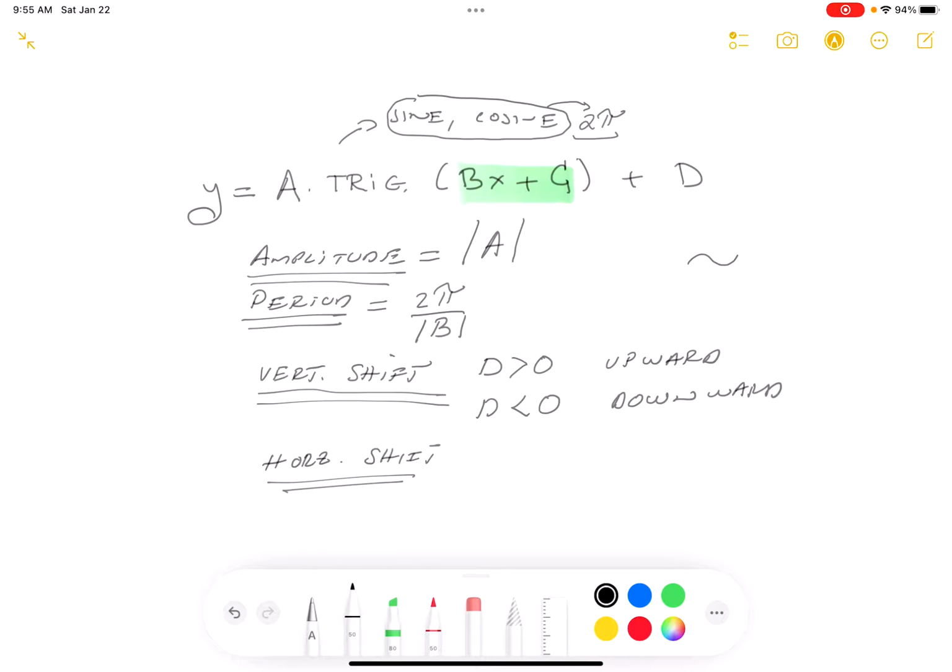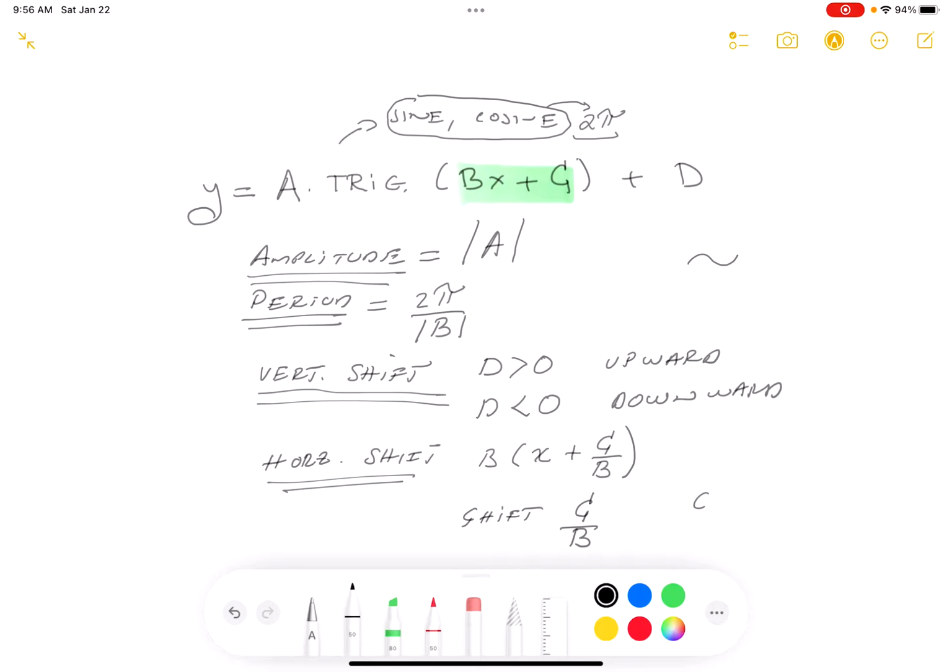So what do you get? B is coming out. Whatever that b is, I would get x plus c over b. So the shift is going to be c over b. And this is something you did in Math 119. The shift is c over b.